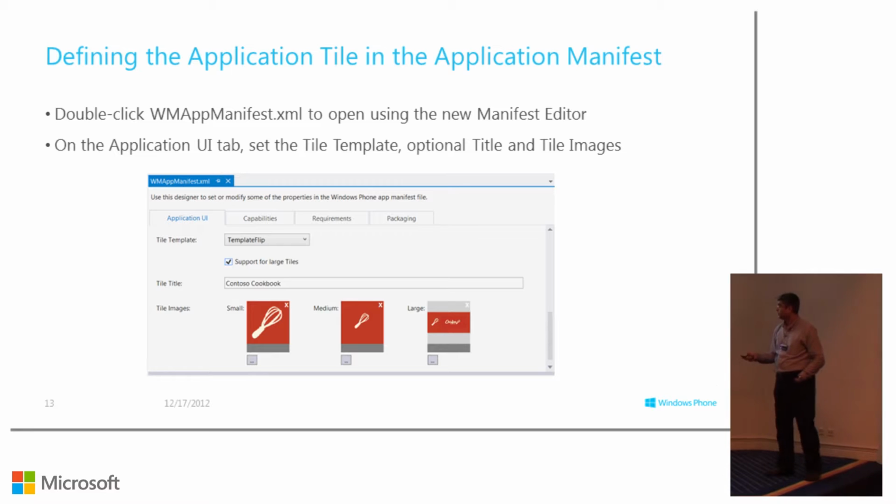The way you set the application template is from the app manifest. You have a designer. So here you choose the template, what type of template you want, and then accordingly you will provide the images. You also indicate whether you want to support large tiles or not. Clear?